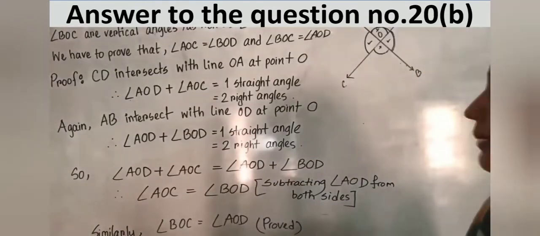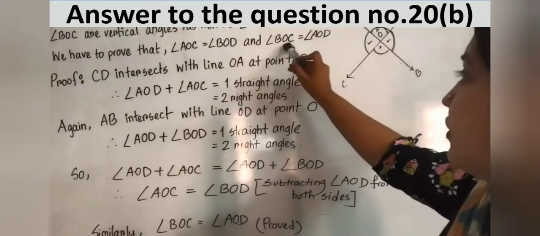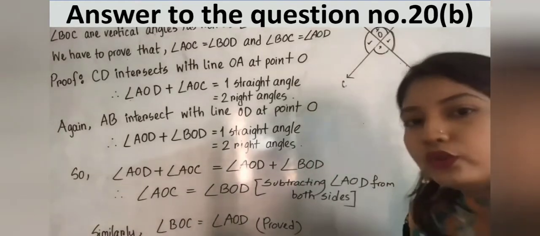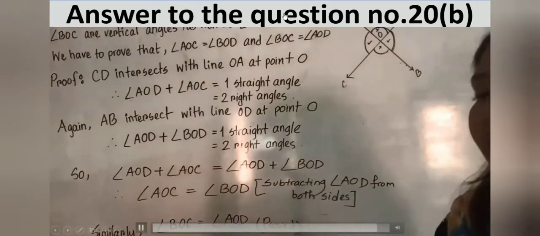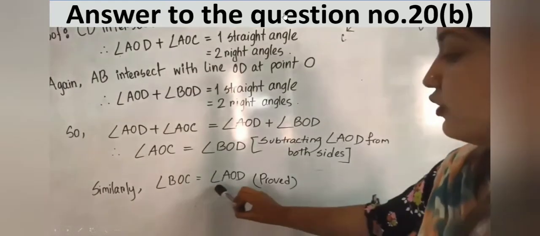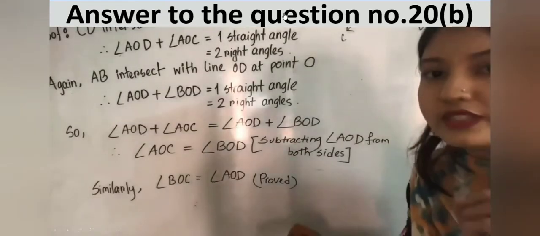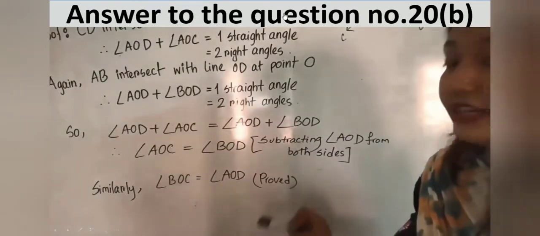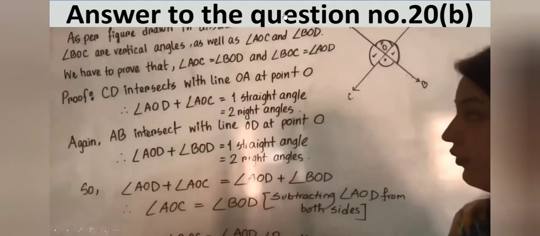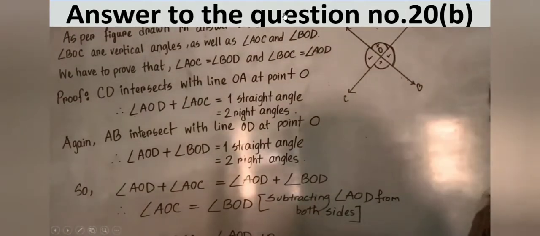In the similar manner, we will prove angle BOC is equal to angle AOD. As the procedure is the same, we won't show it again. We will just write that similarly, angle BOC is equal to angle AOD. And as it was asked to prove, I have written here proof. So this is all about the B type proof, and I hope you have understood this one.